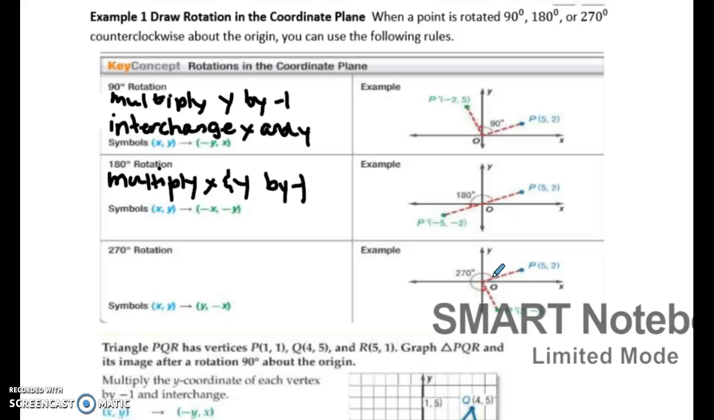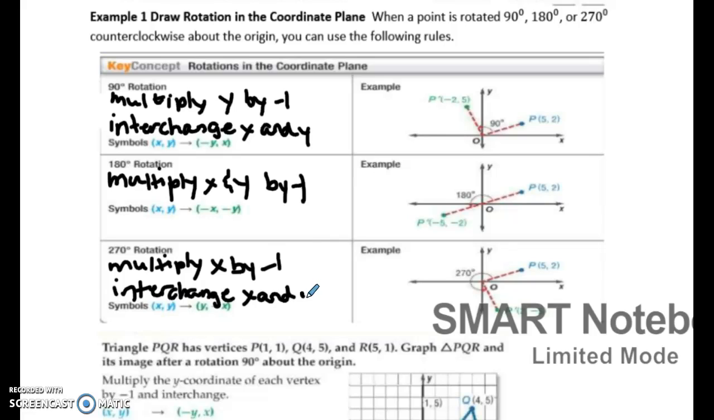If you rotate 270 degrees, you'll see in the picture that it's going all the way around, 3/4 of the way around a circle, 270 degrees. The first thing you do is multiply x by -1. And then you interchange x and y, just like you did with the 90-degree one. Okay, so there's the rules we're going to follow.